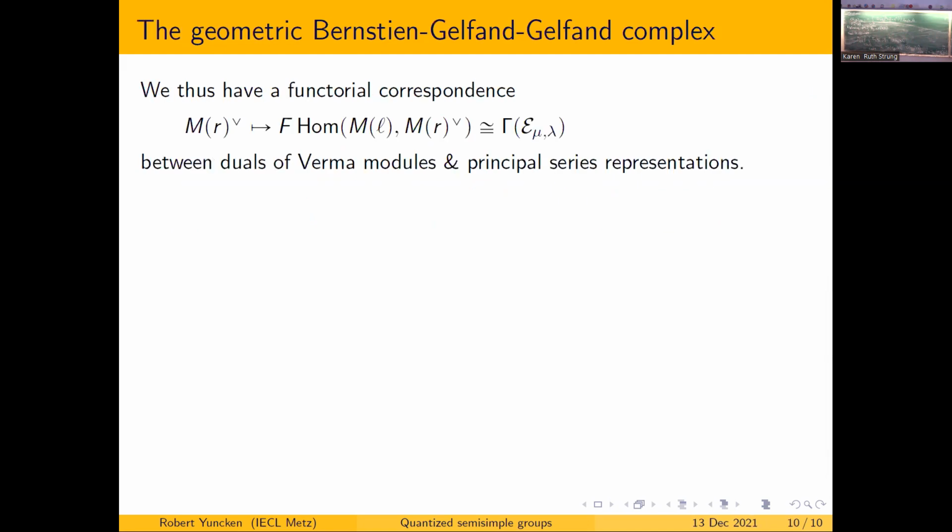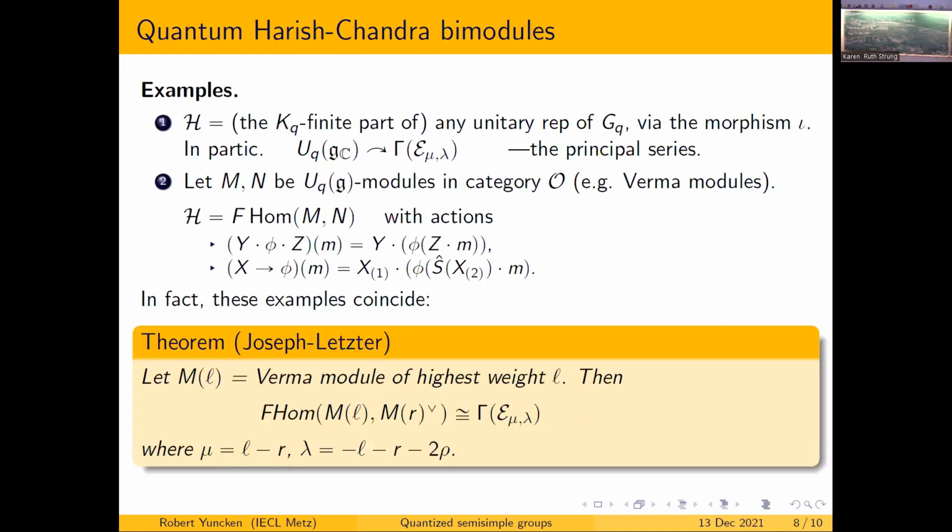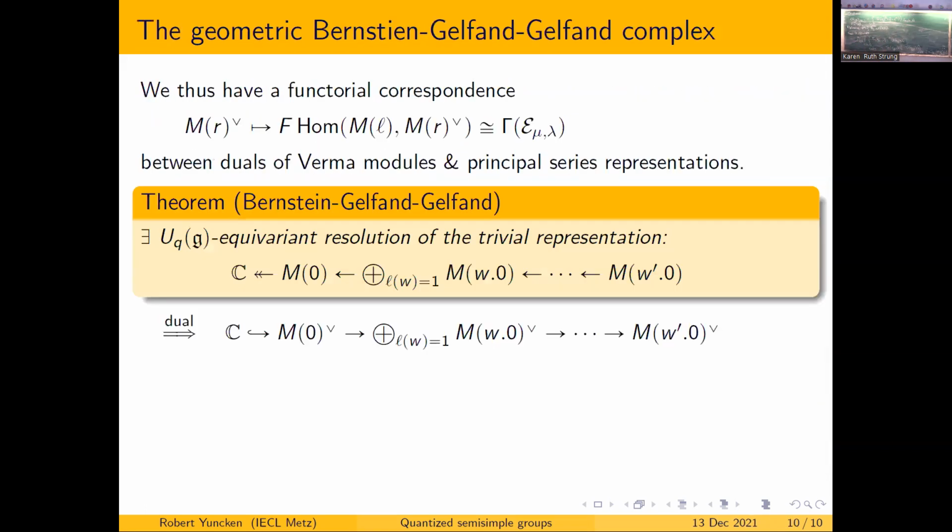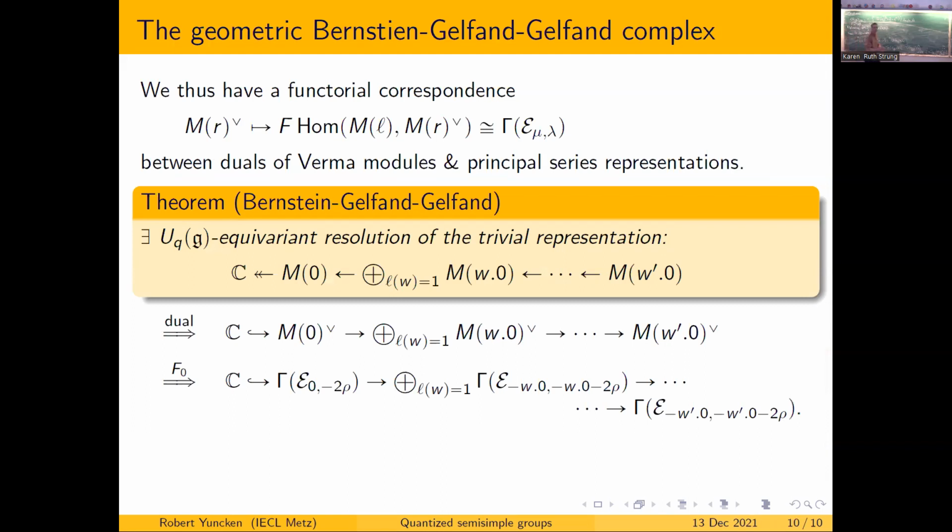And this equivalence of categories sends a pair of Verma modules, M_L and M_R, to a principal series representation. So this tells you basically if you have a resolution or an exact sequence in Verma modules, you can convert that into a resolution or an exact sequence in terms of principal series representations. Or if you like, geometric differential operators between line bundles over the flag variety. And what you get is precisely the geometric BGG resolution from the algebraic BGG resolution in terms of Verma modules.